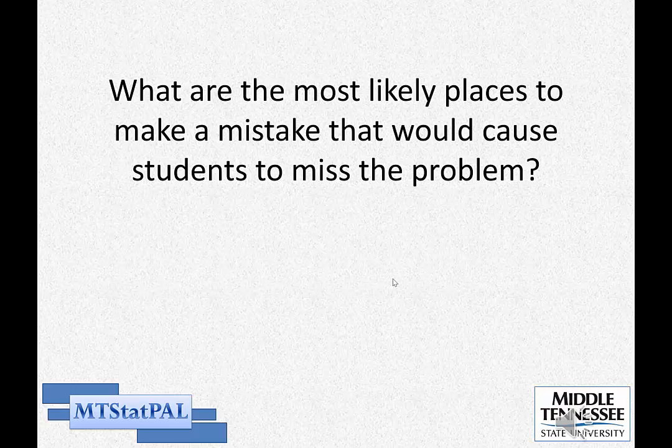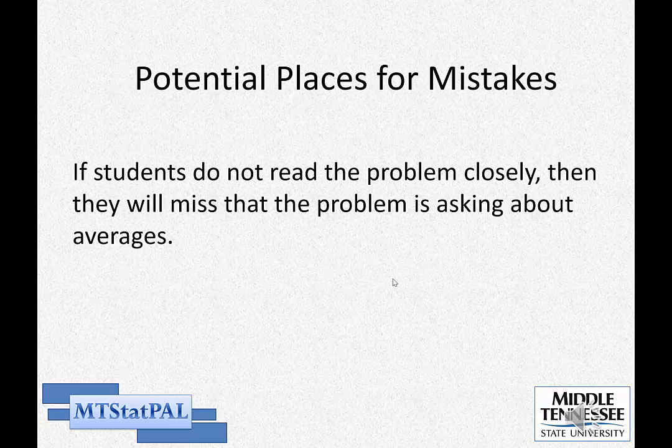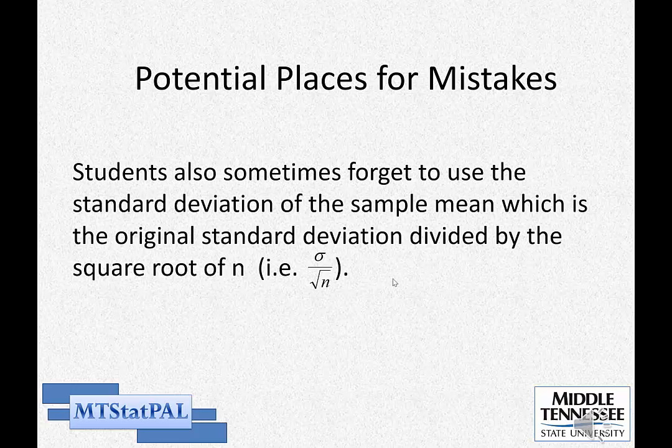It is also good to ask, what are the most likely places to make a mistake that would cause you to miss the problem? One potential place for a mistake is if students don't read the problem closely and they miss that the problem is talking about averages. Another place for a mistake is if students forget to use the standard deviation of the sample mean, which is the original standard deviation divided by the square root of n.